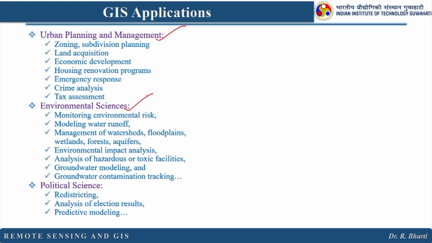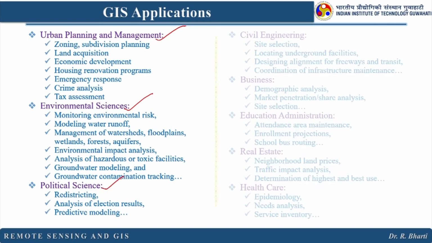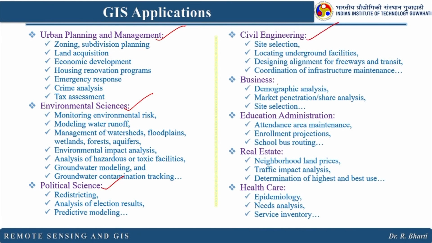Then environmental science, political science, civil engineering, business, education administration, real estate, healthcare, and there are many more which I cannot list because that list is endless. You can just remember GIS gives you the flexibility to integrate spatial and geographic data and perform any type of analysis. So that is the advantage when we are dealing with GIS.